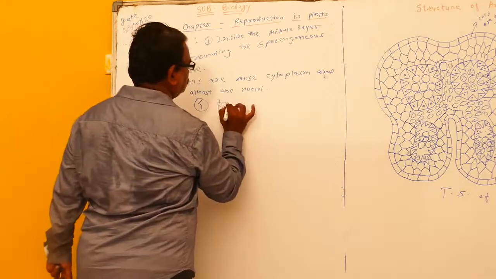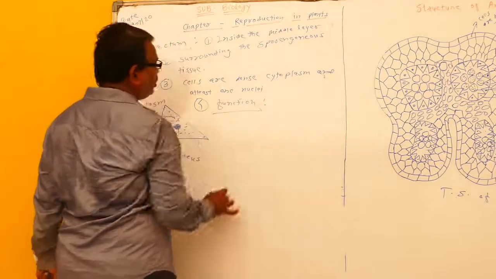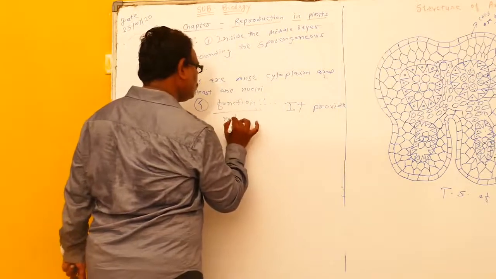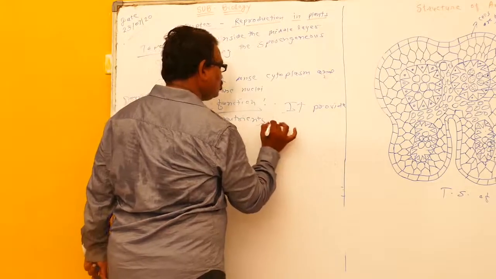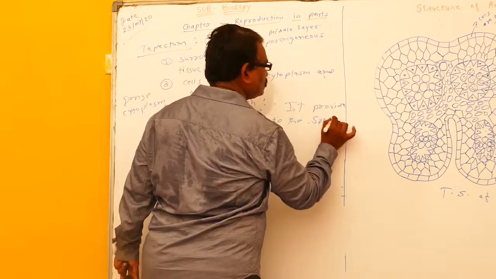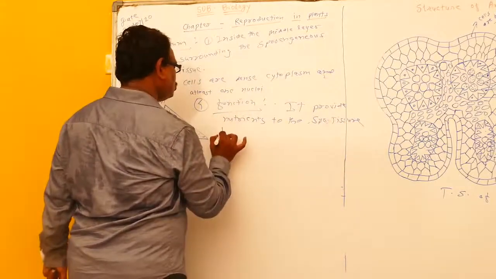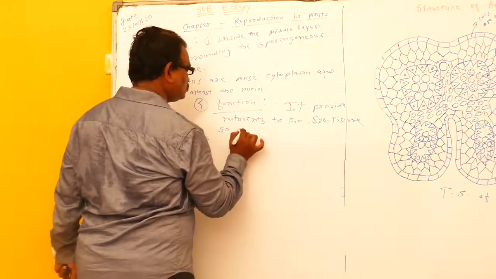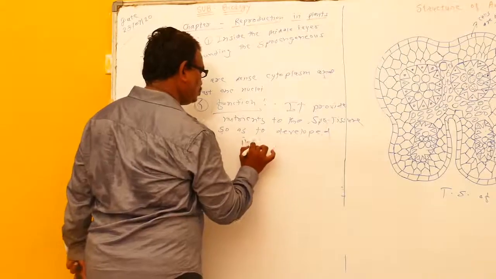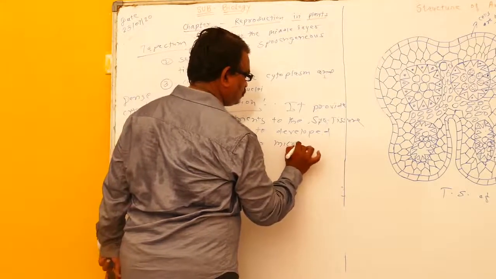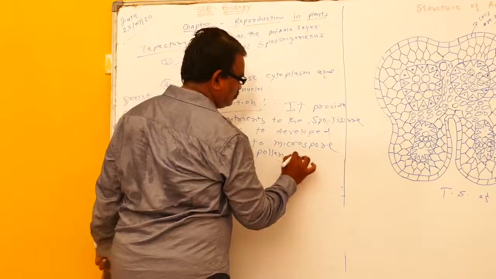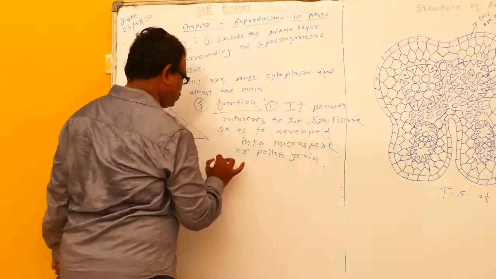Now the function. The function of the tapetum: it provides nutrients to the sporangenous tissues so as to develop into microspores or pollen grains. This is the first function.